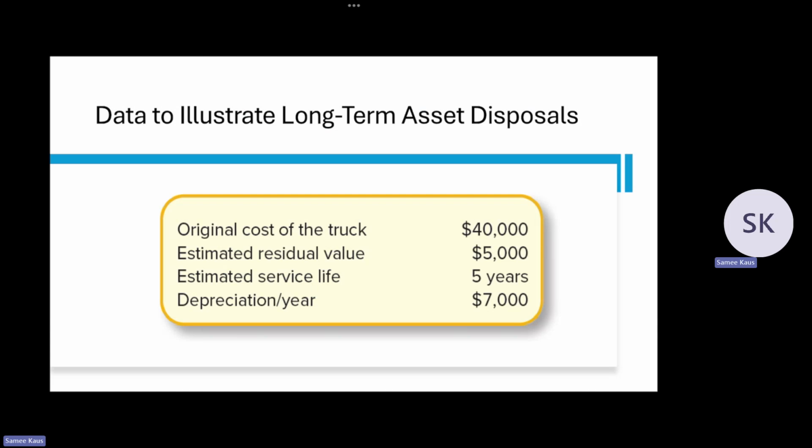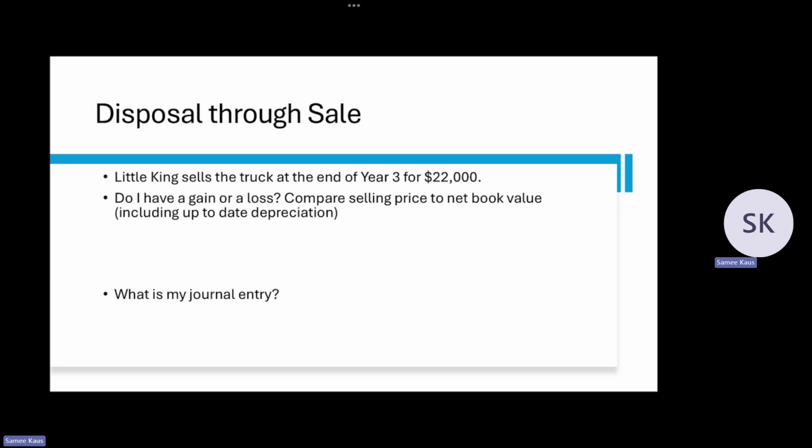The data is the exact same. I have the original cost of my asset, that's $40,000, residual value of 5, estimated service life of 5, and depreciation expense a year. It looks like I use straight line because I did 40 less 5 divided by 5, which gives me 7,000 per year, straight line depreciation. So I have the disposal through a sale that we are going to start with. And here it says that Little King sells the truck at the end of year 3 for $22,000.